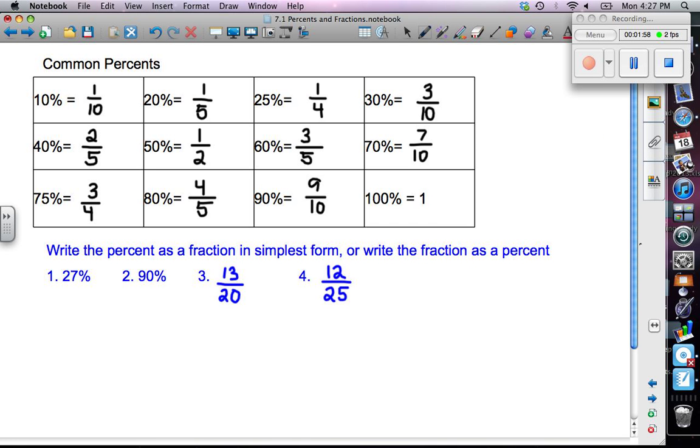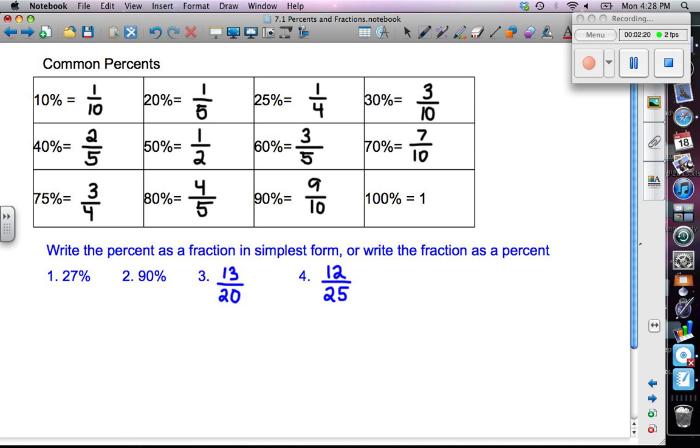I would put this in your notebook because it's just good to have. You don't have to memorize these, but it's good to know some common percents. So like 10% is 1/10, 20% is 1/5, 25% is 1/4, 30% is 3/10, and so on. And if it's 100%, it's equal to 1 over 1 or 1.